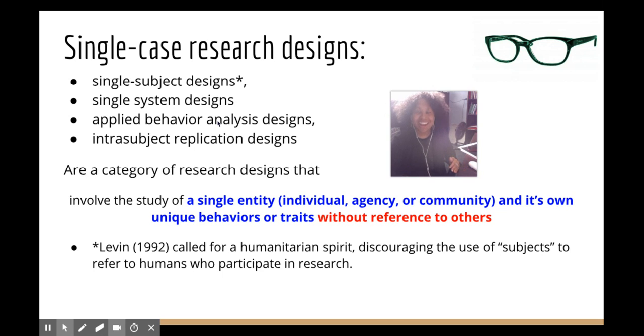That's why I have it in red. Without reference to others. I mean, all of what we know about research up until this point compares people to other people. If you think about group designs, you're comparing groups, you're comparing means, you're comparing one group score to another group score. Single case research designs don't compare participants against or to each other. Each individual is their own control. Each entity is its own control.